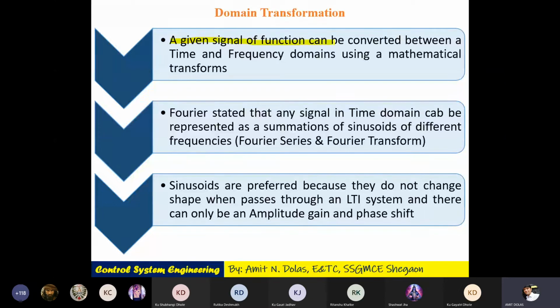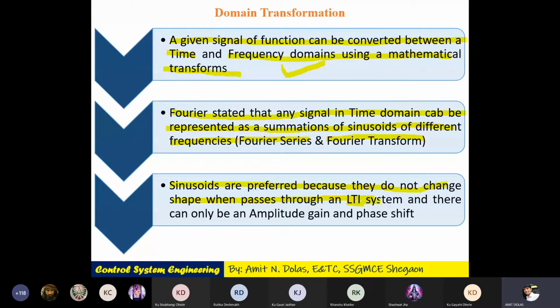A given signal or function can be converted between time and frequency domains using mathematical transformations. Those will be learned later on. Fourier stated that any signal in the time domain can be represented as a summation of sinusoids of different frequencies, that is the frequency domain. Fourier series and Fourier transform we use for that. Sinusoids are preferred because they do not change shape when passed through an LTI system. LTI is what? Linear time invariant system.